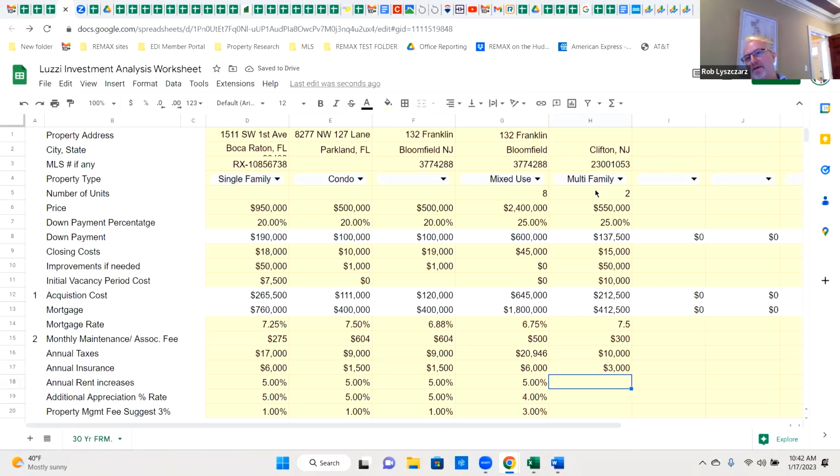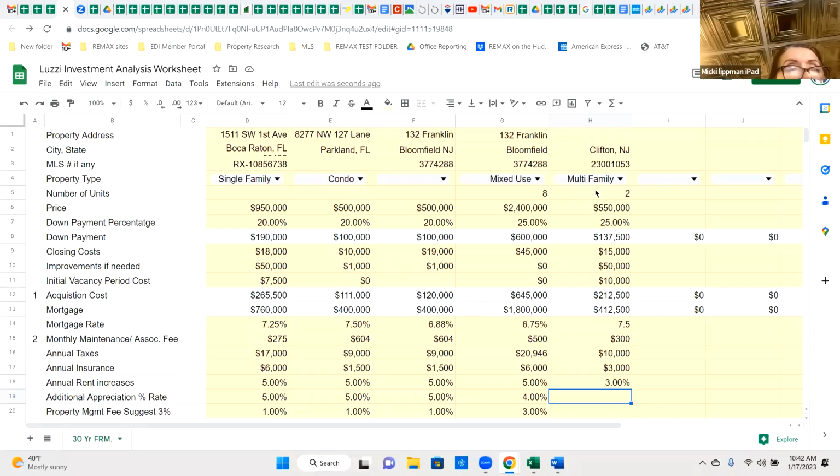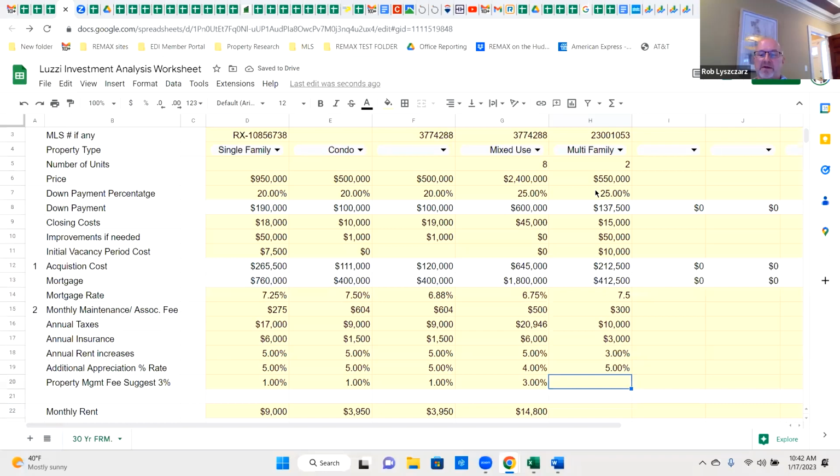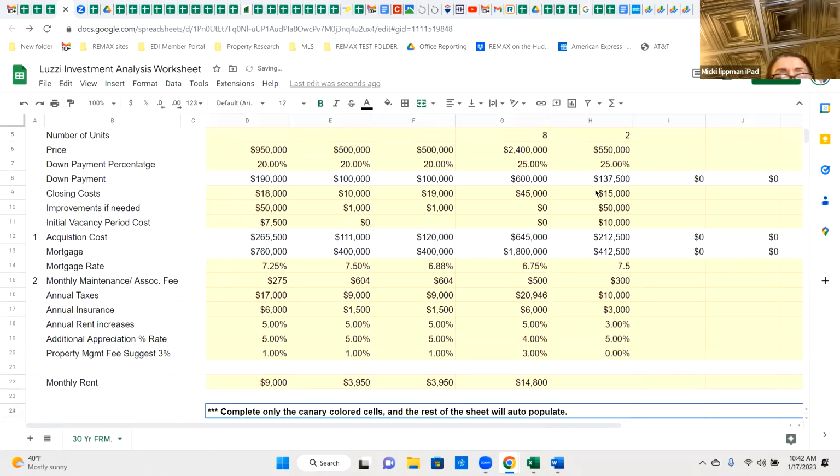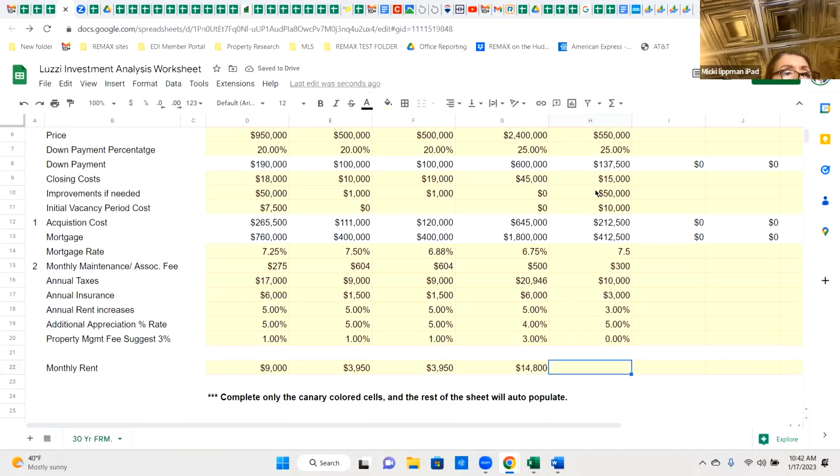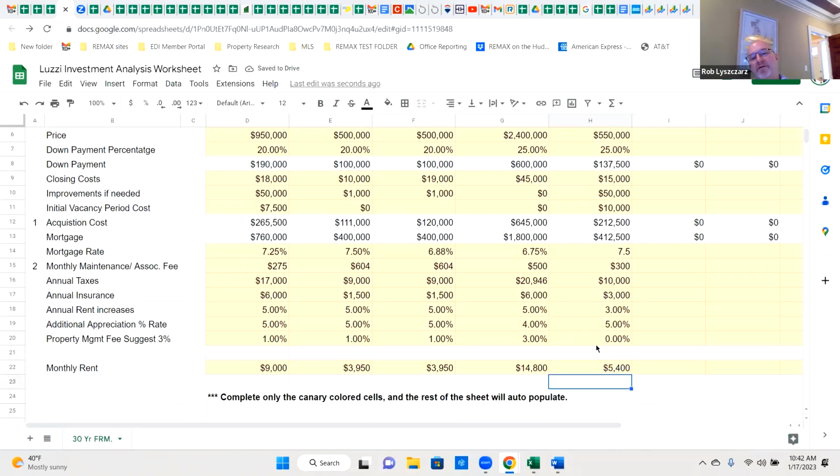Annual rent increases in Clifton, you could probably get 4%, 5%, right? I would say 3%. What would you say the appreciation rate is going to be on a 2-family there over 5 years? I would say 5% would probably be a good number. And property management fee, 3%? Well, he would do all the managing, so I don't know that you really need to put anything for management fee. Okay. And we're going to put 5,400 for rent.